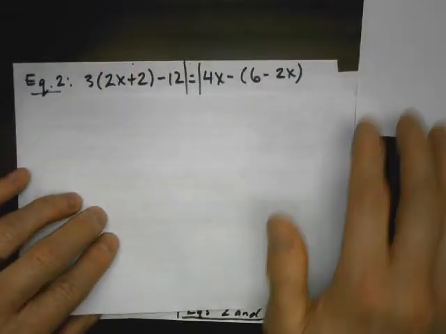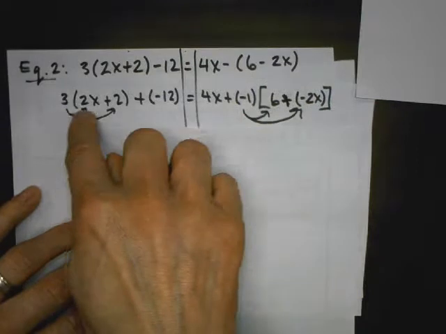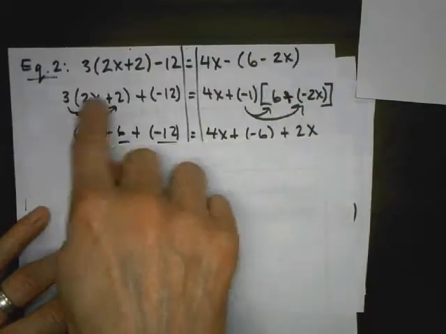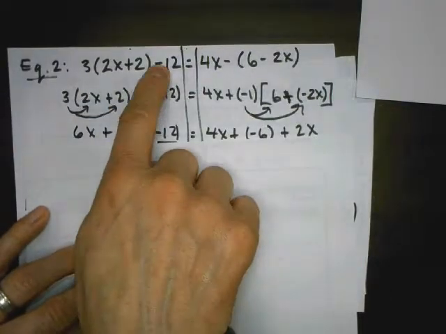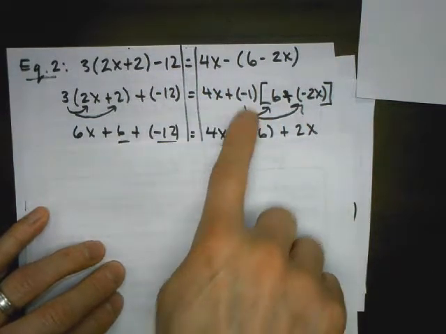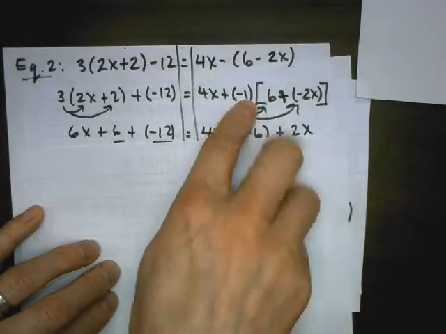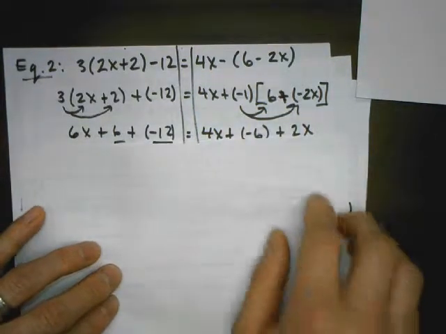Equation 2. I'm going to do my rule for subtraction and then distribute. So 3 times 2x is 6x. 3 times 2 is 6. Minus 12 is the same as plus -12 over here. 4x plus, I write that down, then I distribute that -1, right? That's what I said earlier. Minus sign outside parentheses means distribute a -1.